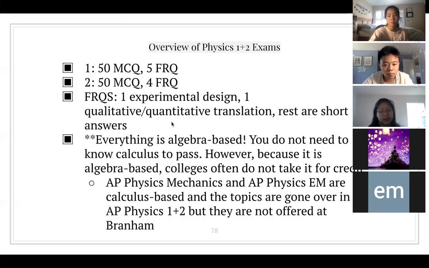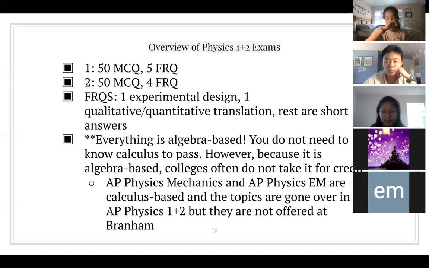So for the exams, the AP Physics 1 test has 50 multiple choice questions and 5 free response. For AP Physics 2, we've also got 50 multiple choice and 4 free response. The free response questions are pretty similar. They have one experimental design, where they give you something to investigate, and you have to come up with an experiment design, like I'll need these certain materials, and list out steps for how to find a certain quantity. Another one will be a qualitative/quantitative translation, and the rest are just short answers explaining what you understand.